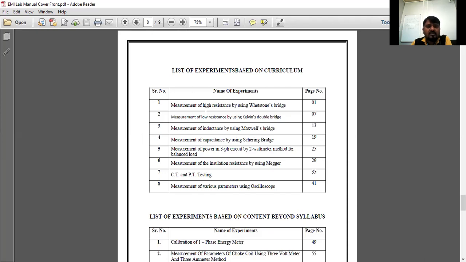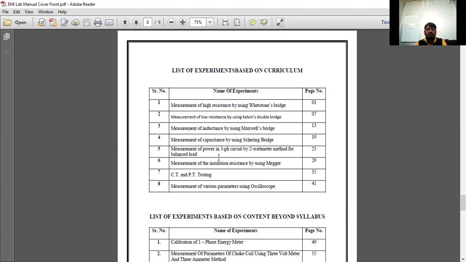The measurement of resistance by using Wilson bridge, that is one we are going to consider. The Kelvin double bridge we are going to consider. Measurement of inductance by using Maxwell bridge we are also going to discuss. And measurement of capacitance by using Schering bridge. These are all bridge methods.